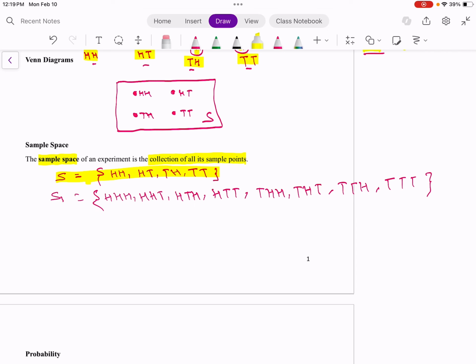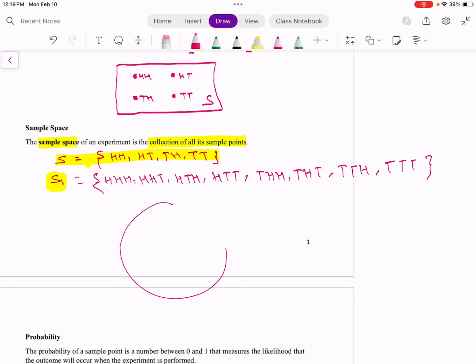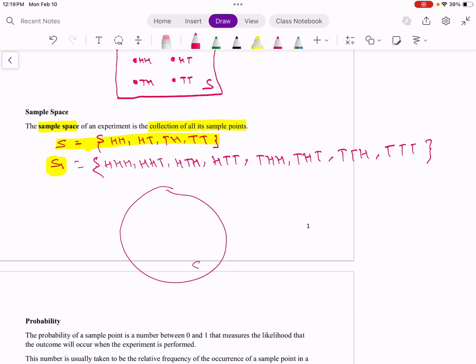Let's draw a Venn diagram for throwing a dice. So let me use a circle here, and let me call my sample space S. So how many sample points will we have when we throw a dice? 6, right? So we have 1, 2, 3, 4, 5, 6. So let's say this is 1, this is 2, this is 3, this is 4, this is 5, this is 6. This is our Venn diagram for the sample space when we have an experiment of throwing a dice. We are collecting every possible sample point in an enclosed diagram, and that is our Venn diagram.